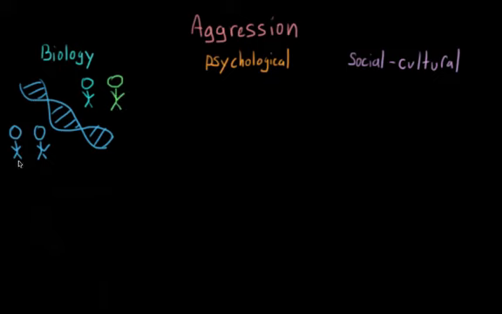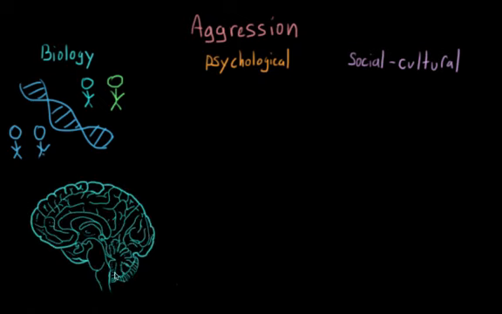Another important biological factor could be the impact of brain structure on aggressive behavior. Now, there's no one spot in the brain that controls for aggression, but there are circuits that can either inhibit or facilitate it. And so what we're looking at here is what we would see if you cut someone's brain directly in half. So if you can imagine a person's face, what we've done is we've cut straight down the middle and pulled the two sides of the head apart.